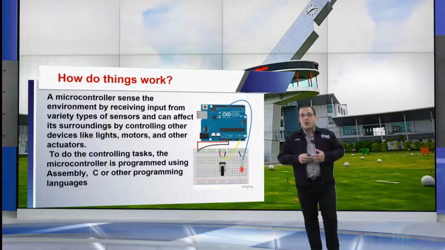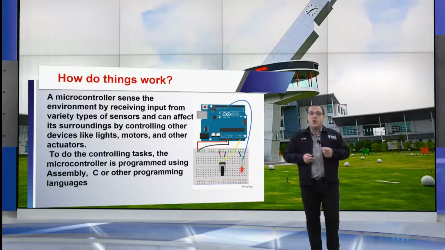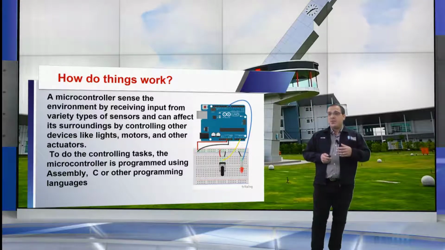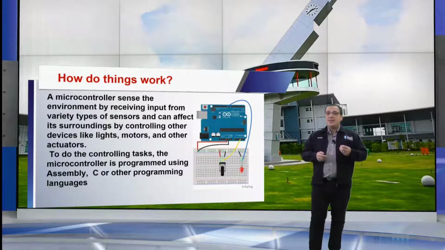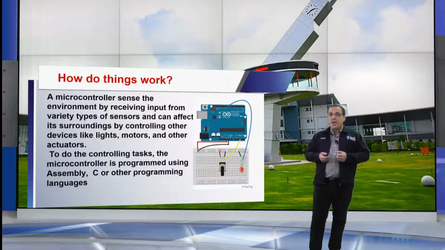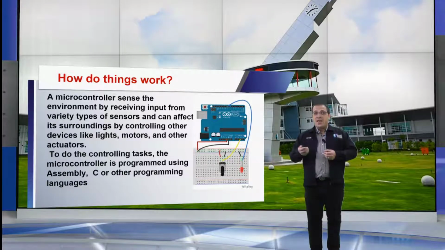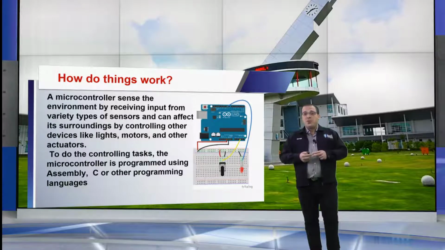How do things work? This is a small, simple circuit using a board called Arduino. I will speak about this later because today is just an introduction. Usually there is a sensor collecting physical data. Then there is an output device, in this case an LED, or a motor or anything. A microcontroller senses the environment by receiving input from various types of sensors and affects the surroundings by controlling other devices like lights, motors, and other actuators. To do the controlling task, the microcontroller is programmed using assembly, C, or another programming language. Actually, we will focus on two programming languages in this course, assembly language and C language.